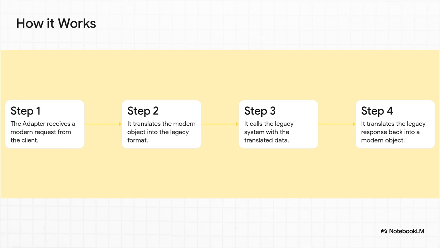So how does this magic translator actually work? Well, it's a four-step dance that happens completely behind the scenes. First, it catches the modern request. Then, it translates it into the old format the legacy system understands. It makes the call, gets the response, and then it translates that response back into a modern format. All of this complexity is totally hidden.